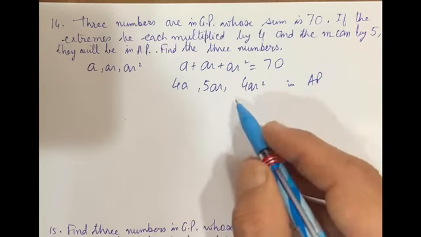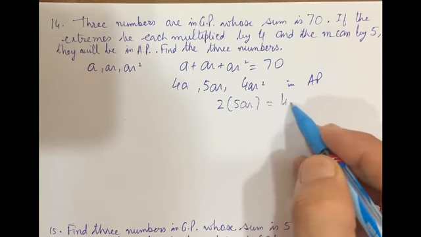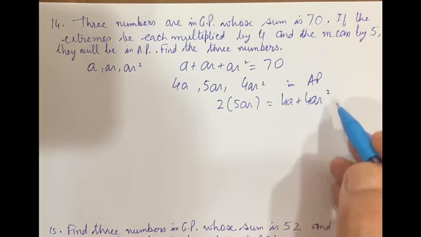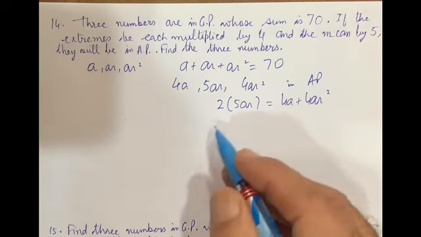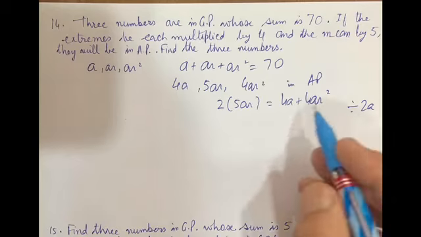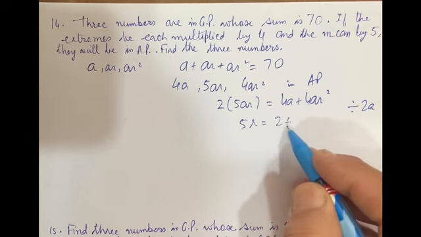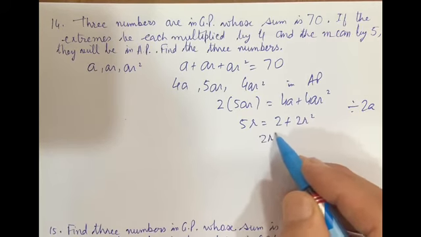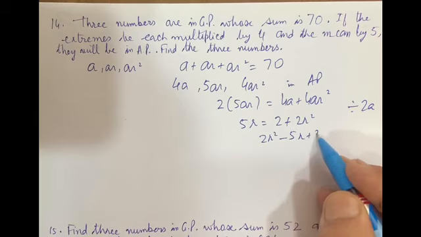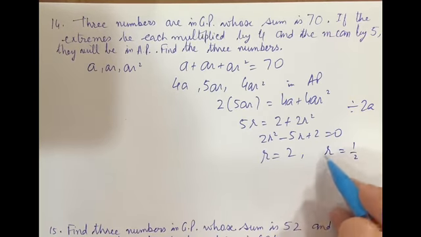If 3 numbers are in AP, this means twice of second is equal to first plus third, 4ar square. Let's divide by 2a. This will be 5r equal to 2 plus 2r square, or 2r square minus 5r plus 2 is 0. That's r equal to 2 or r is equal to 1 by 2. Two values.